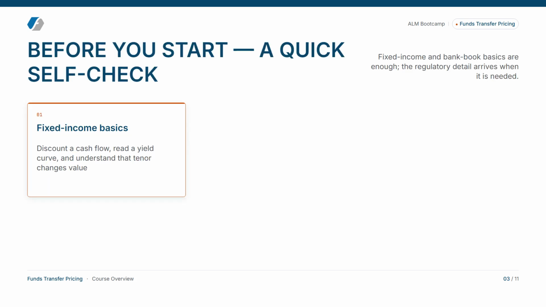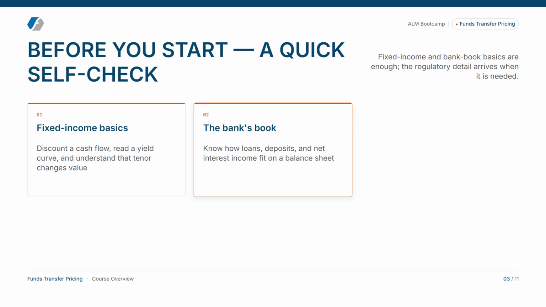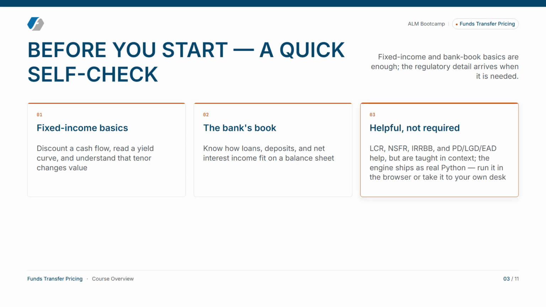You need some fixed income intuition: discounting a cash flow, reading a yield curve, and recognizing that tenor changes value. If that feels rusty, the curve lessons rebuild it carefully. You need working intuition here, not a library of formulas. You should also recognize the basic bank book, loans on one side, deposits and other funding on the other, with net interest income between them. Regulatory acronyms help, but they are not prerequisites. We introduce LCR and NSFR first. IRRBB and credit parameters arrive where they become relevant.